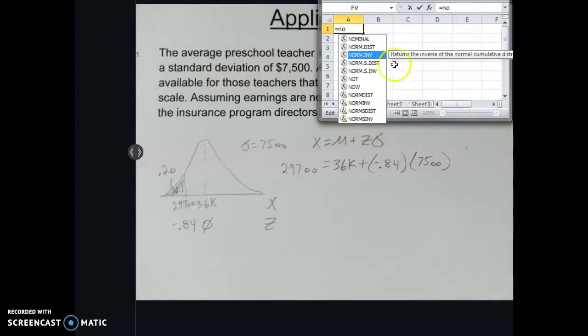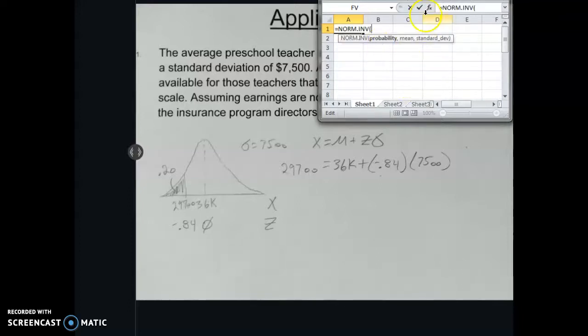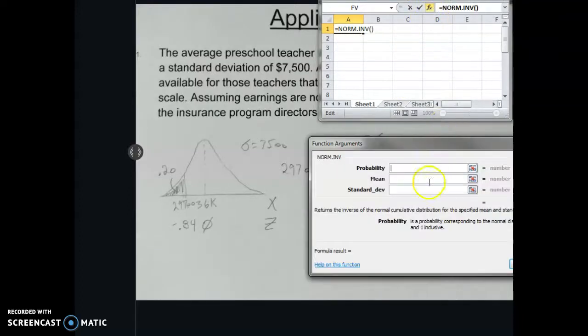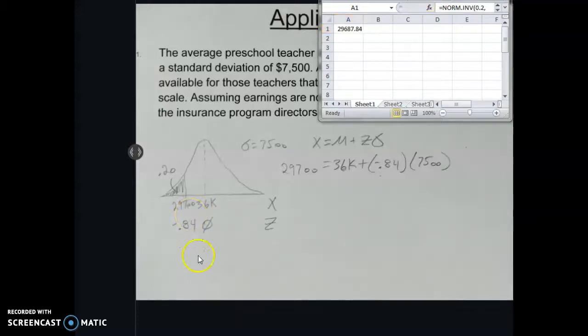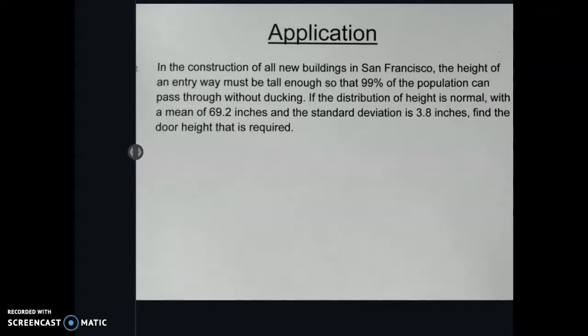Okay, and if you pull this up, it's going to ask you for the probability, and we know that we want the bottom 20%, so we're going to put 0.20. It's going to ask you for the mean, which we know to be 36,000, and the standard deviation, which we know to be 7,500. Given that, you notice it tells you the x value would be 29,687, which is pretty close to what we got. All right, let's move on to the next question.